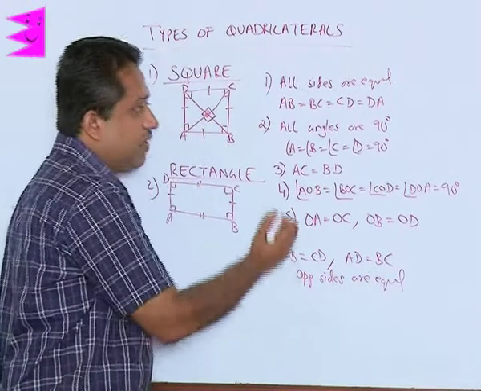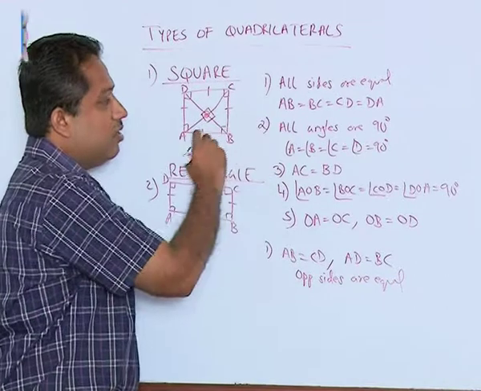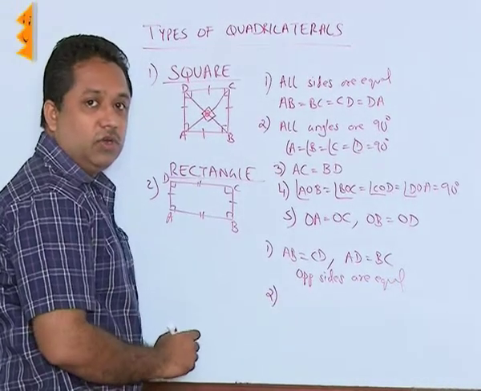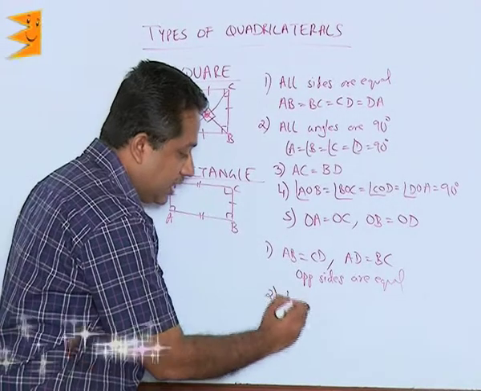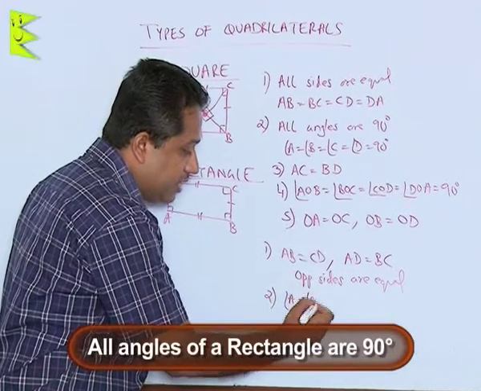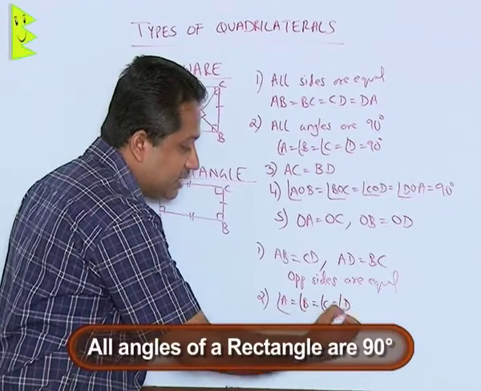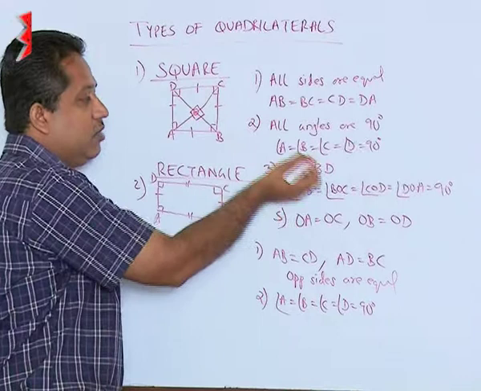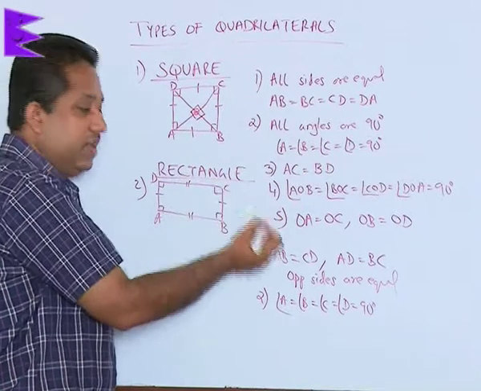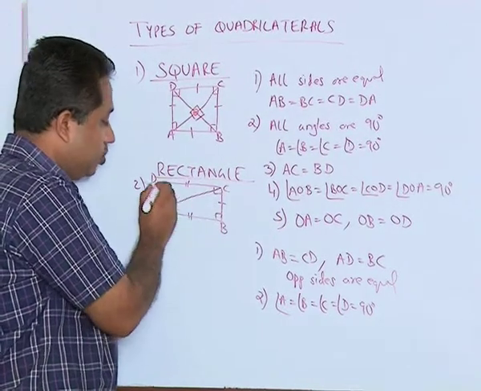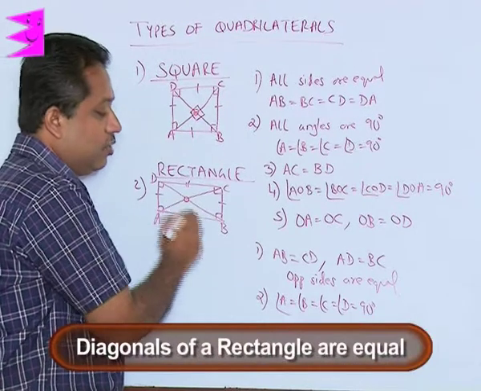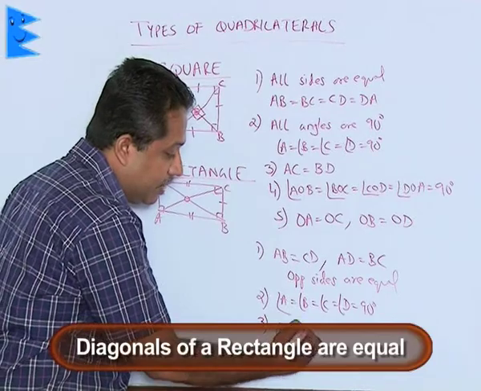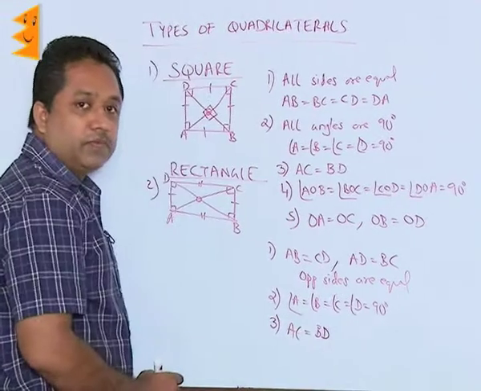Second property, in fact, is the same as what we got earlier. That means all angles of the rectangle are also 90 degrees. So, we get angle A, B, C and D as 90 degrees. The third property, AC equal to BD, was in a square, and we can say for a rectangle also the diagonals are going to be of equal length. So, we can say that AC is equal to BD.